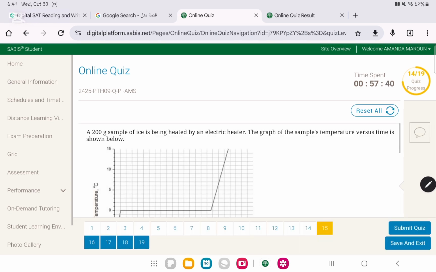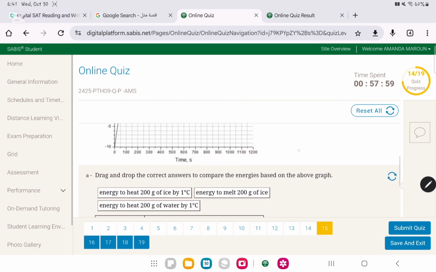Then we reach question number 15. We have a 200 gram. 200 gram is mass, so we change it to kilogram by dividing by 1,000, we're going to get 0.2 kg. Okay, so remember the mass is 0.2 kg.